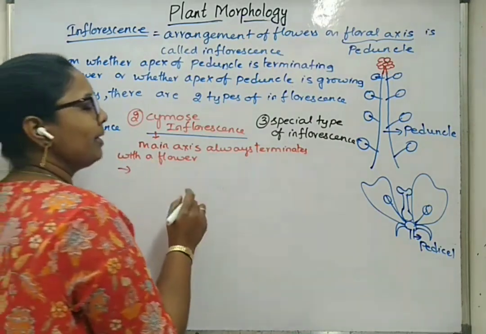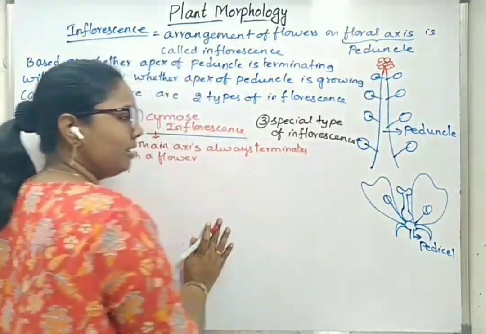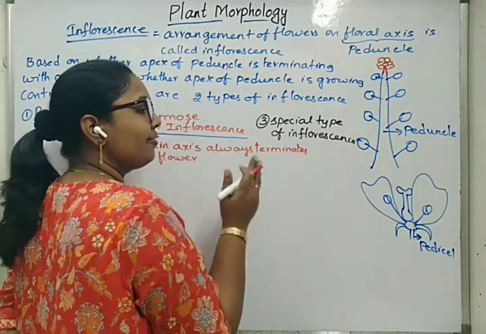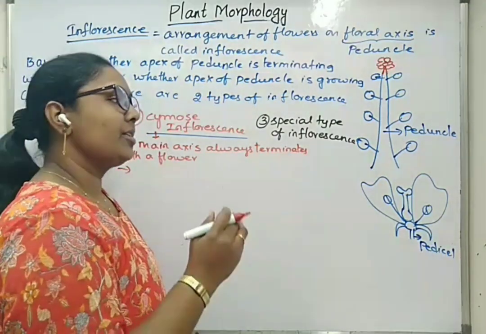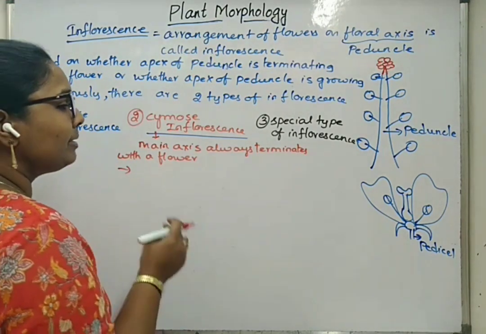Next, main axis in case of cymose inflorescence, it grows up to one certain length and it stops growing, then it gives rise to branches. Flowers are developed on the lateral branches. Now lateral branch is considered as the main axis. Such type of arrangement or branching is called as sympodial branching.